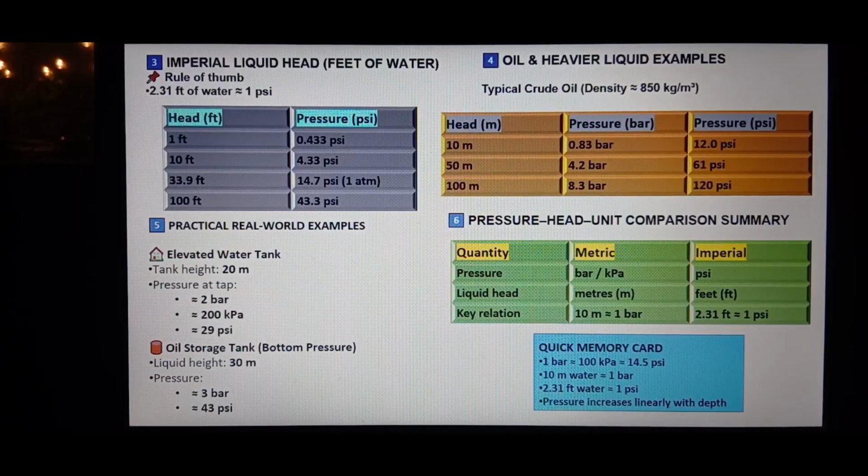A quick memory card: 1 bar is equal to 100 kPa, which is equal to 14.5 psi. 10 meters of water is equal to 1 bar. 2.31 feet of water is equal to 1 psi. Pressure increases linearly with depth.